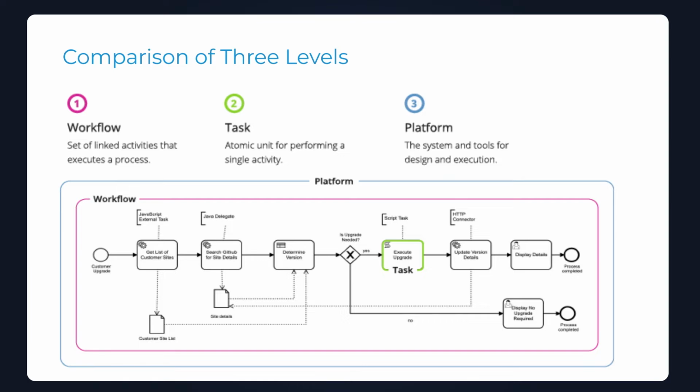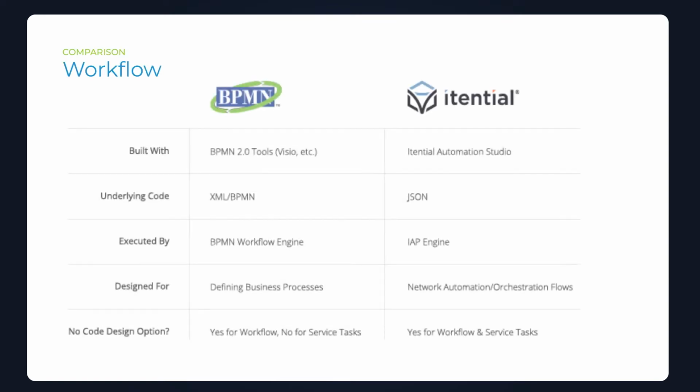To provide a good comparison of BPMN and network automation workflows, I'm going to take a look at three different levels. First, we'll talk about the differences in how each system uses workflow. Next, we'll talk about how tasks are differentiated between the two platforms. And then we'll talk about the platform system differences, meaning the systems and tools that are available for design and execution of the different automations. So first, let's look at workflow.